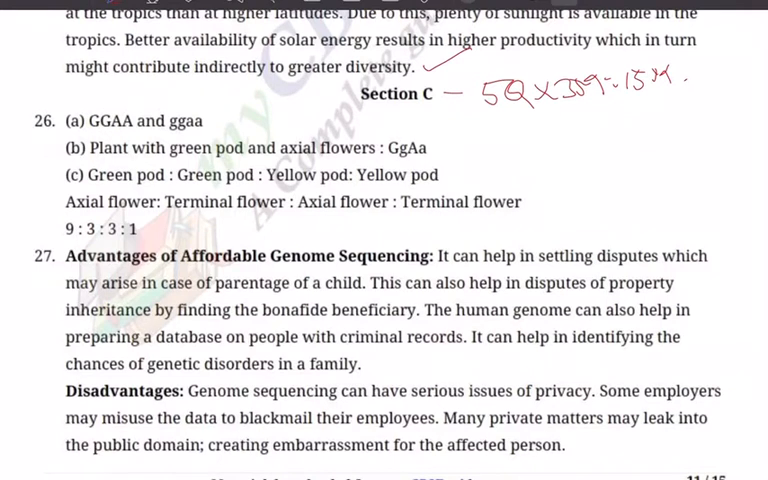Section C, as all of you know, will have 5 questions and each question carries 3 marks, so it is worth 15 marks. So let's go straight into the question.